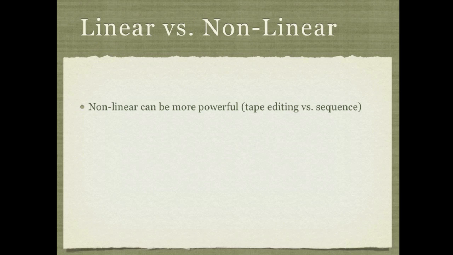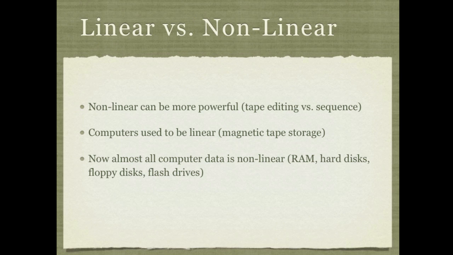Now, back when they were first invented, computers used to be more linear. They would use things like magnetic tape storage. And if you've seen old TV shows about computers, you may see reel-to-reel tapes moving back and forth as computers accessed it. I used to have a Commodore 64 growing up, and I used to store programs on a cassette tape. But now, thankfully, almost all computer data is nonlinear. All the different forms that we looked at last time, those are almost all nonlinear.